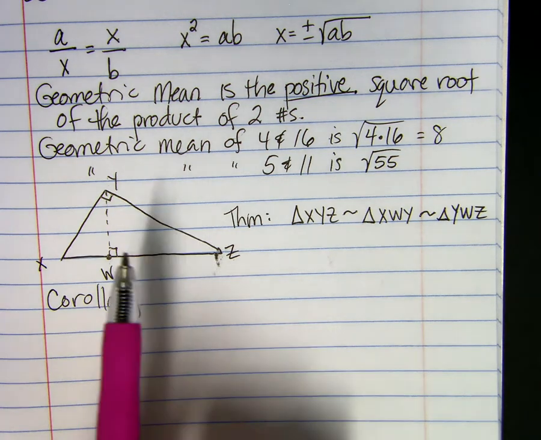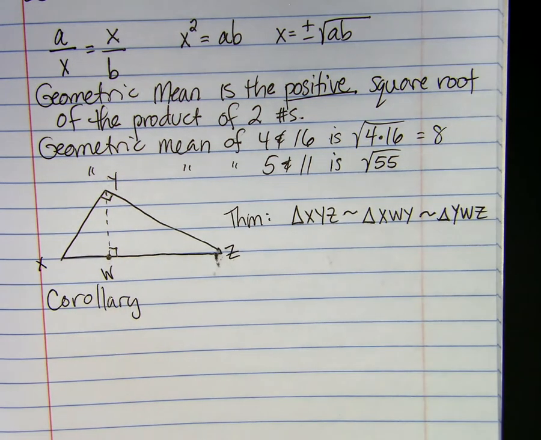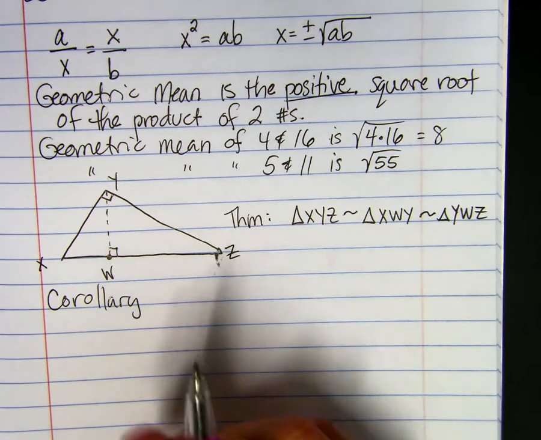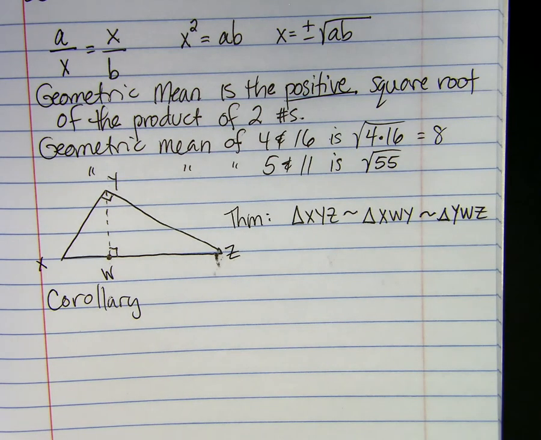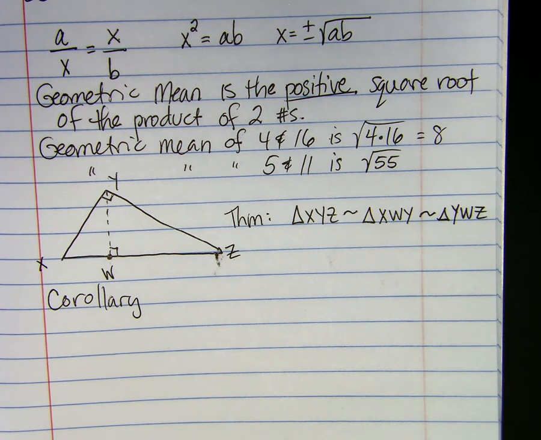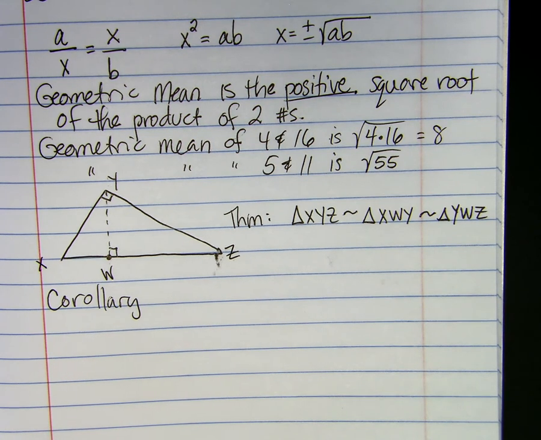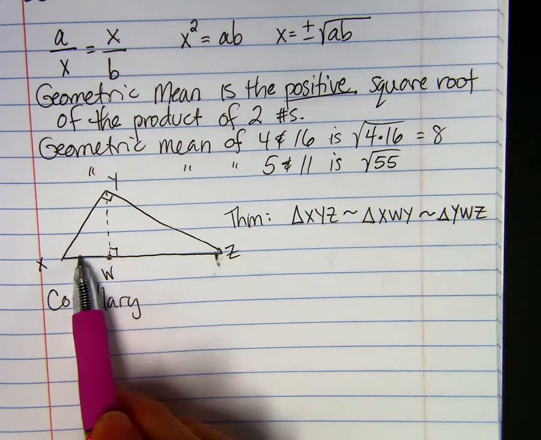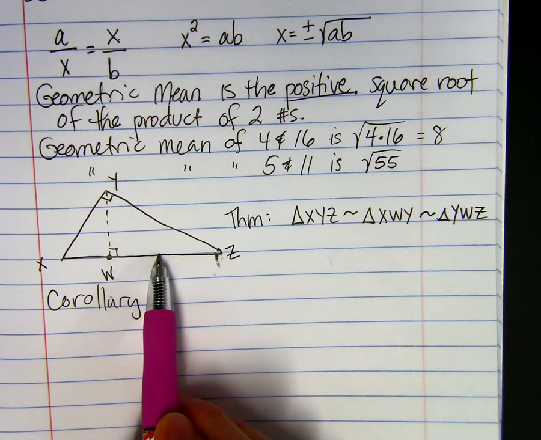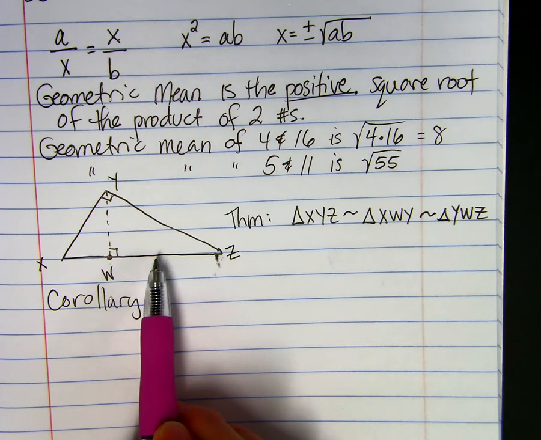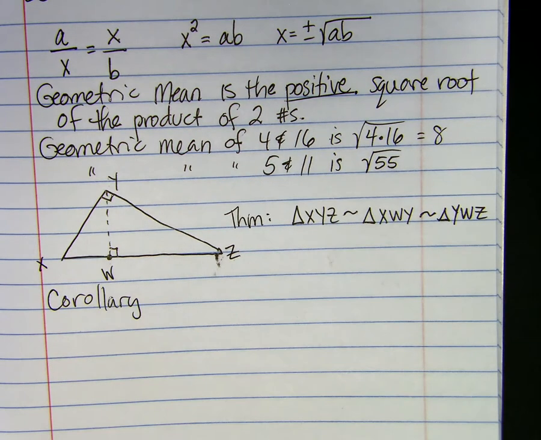So there's a corollary to this theorem that says if the altitude is drawn to the hypotenuse of a right triangle, then the length of the altitude is the geometric mean between the segments of the hypotenuse. So if we take these two lengths, multiply them, take the square root, because that's the geometric mean, that will be the length of this one. And I'll show you why. Because they're similar and the sides are proportional.